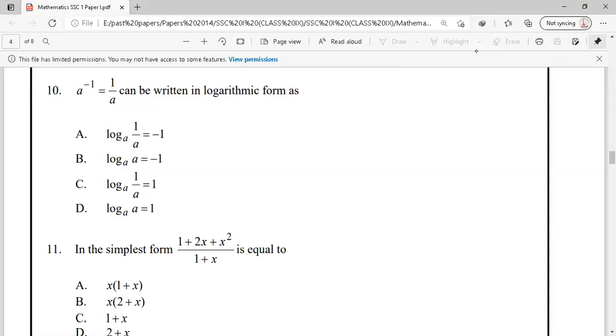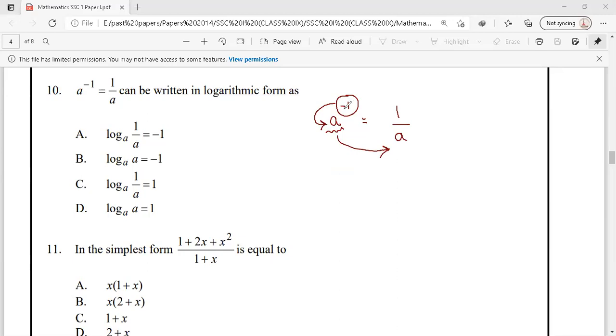Next, we have question number 10, and this is our exponential form, and we have to represent this into logarithmic form. A raised to the power minus 1 equals 1 over A. So we convert it into logarithmic notation. This power will become the base, and this base would become the base of the logarithm on the other side of the equation.